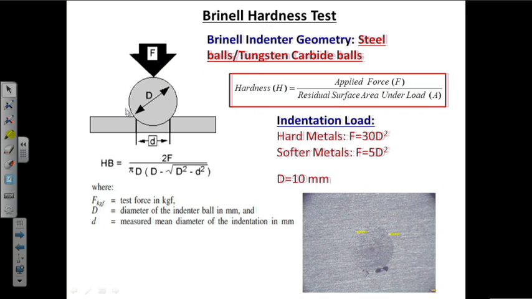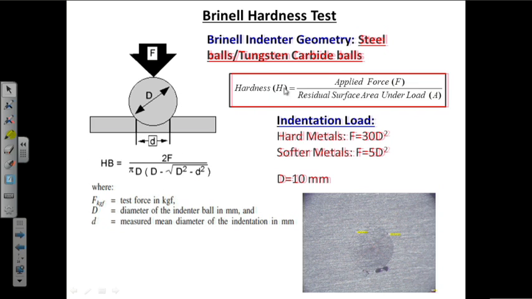The sphere shown in the figure is the indenter, which has a diameter of capital D, and we load this indenter on the surface of the test specimen. If we unload this indenter, this loading will cause a permanent impression on the surface of the specimen. We consider that the diameter of that impression is small d. If we know the values of capital D and small d, we can calculate the Brinell hardness using the formula given below.